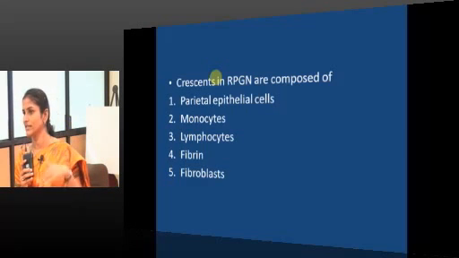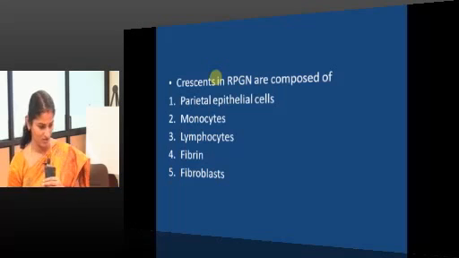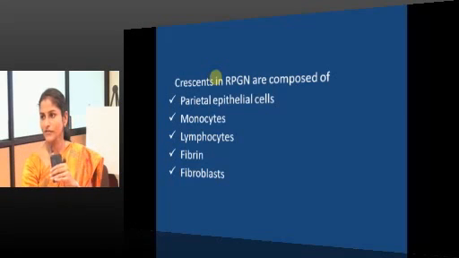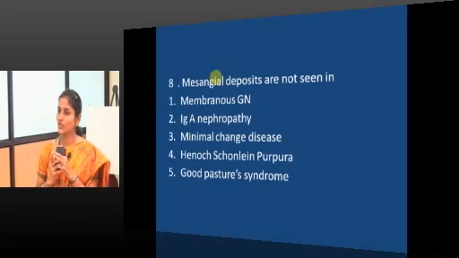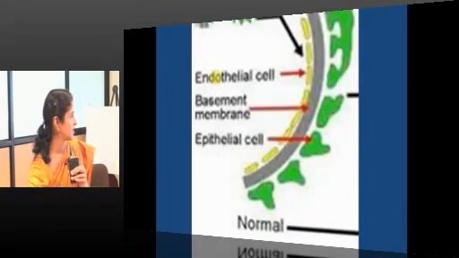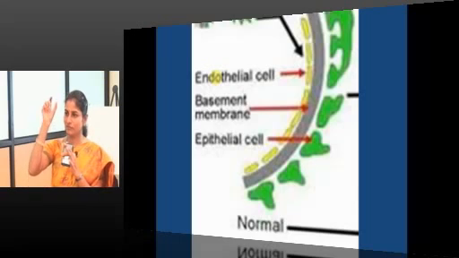So, you have all these things in a crescent. Good. So, everything will be part of crescent. Mesangial deposits are not seen in it. We will see. So, for you to understand again the same features.